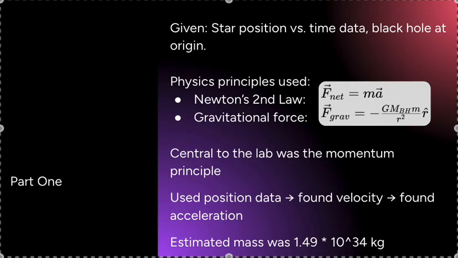The core of the analysis was using Newton's second law in the form of the momentum principle. We calculated the net force on the star using the rate of change of its momentum, delta P over delta T. We assumed that this net force was entirely the gravitational force exerted by the black hole. Therefore, we set F net to be equal to the force of gravity and solve for the mass over all data points. We reported a single answer by calculating the average of all of the resulting masses, which is 1.49 times 10 to the 34 kilograms.